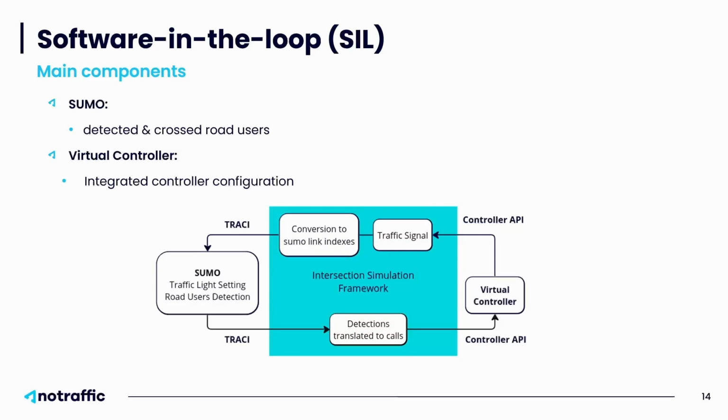So using the virtual controller, we have the full loop here. Using the scenario, we have road users. Tracy gives us detections. The detections are transferred to the virtual controllers. The virtual controllers yield traffic signals, which are converted to SUMO links, and then we move to the next step.